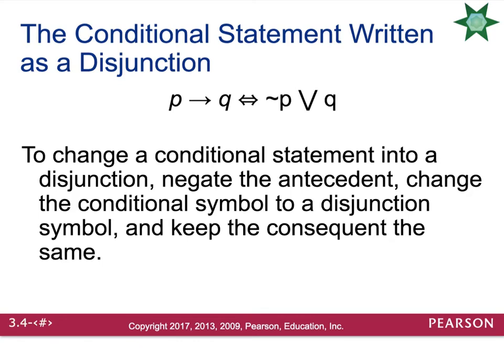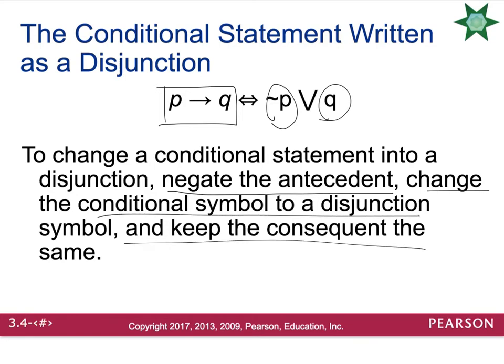Sometimes you have to do an equivalent statement for a conditional statement. So a common way to change it, let's say you have the statement, if P, then Q. You could change that to a disjunction by saying not P or Q. These would be equivalent to each other, and you can go back and forth. So in general, to change a conditional statement into an or disjunction, you have to negate the antecedent, which is the item in front of the arrow, and then you change the conditional statement to a disjunction, you keep the consequent the same.